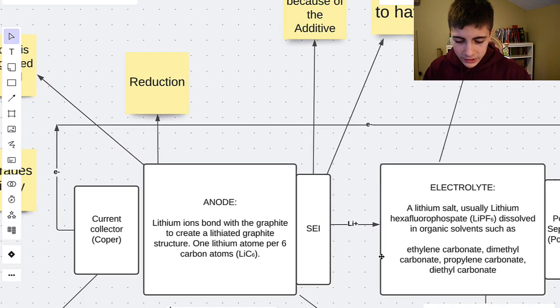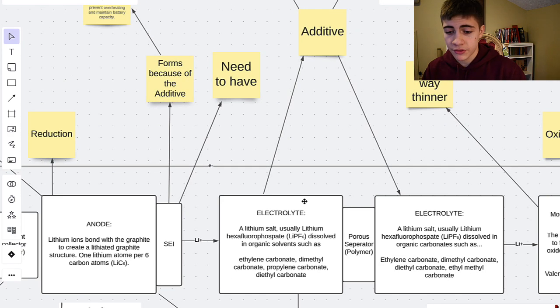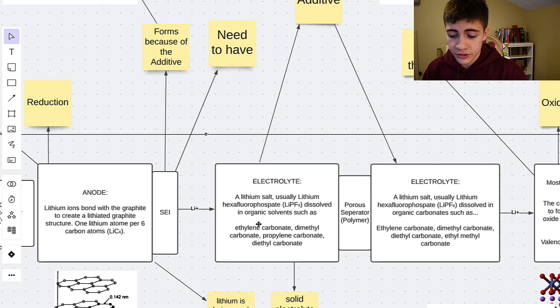The anode is not really different. I just forgot to mention that there is 1 lithium atom per 6 carbon atoms. As we mentioned before, the lithium atoms are intercalated in the graphite, and so there's 1 lithium atom per 6 carbon atoms. The electrolyte is composed of 3 things: an additive, organic solvents, and lithium salts.